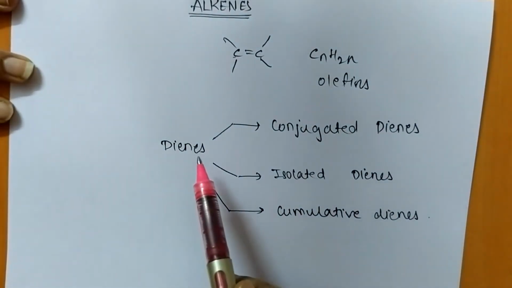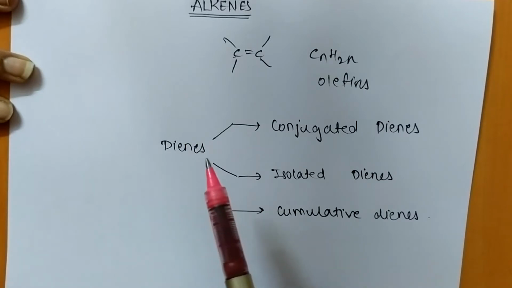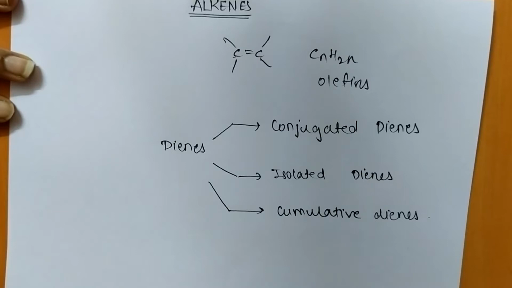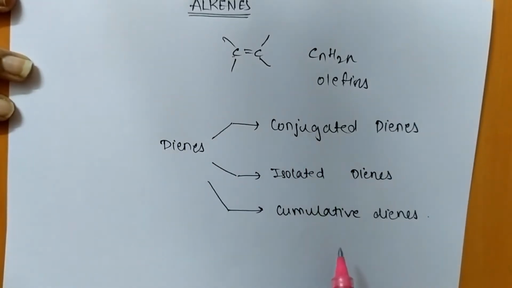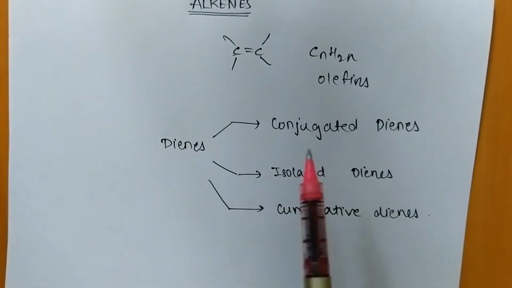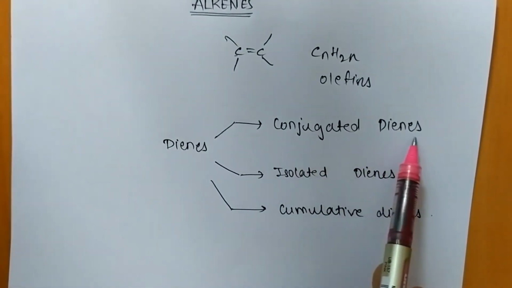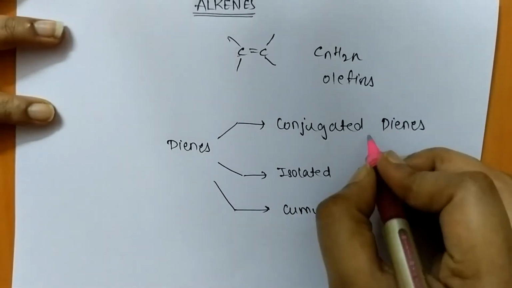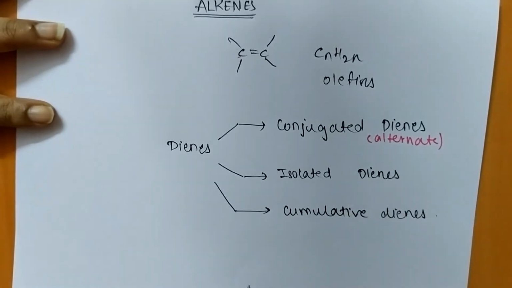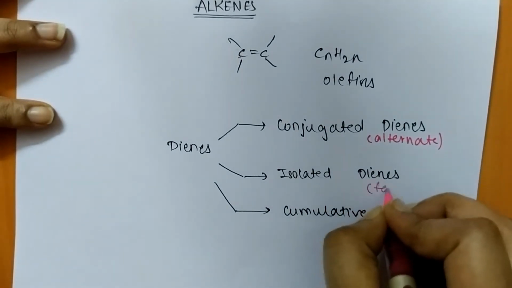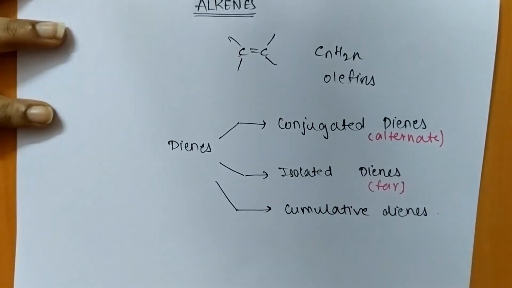Now there are certain alkenes which have two double bonds, and those alkenes are called dienes. The dienes are of three types depending on the position of the double bond. The first type is conjugated dienes. In the conjugated dienes the double bonds are alternate to one another. But in isolated dienes they are far away from one another. The double bonds are far away from one another.